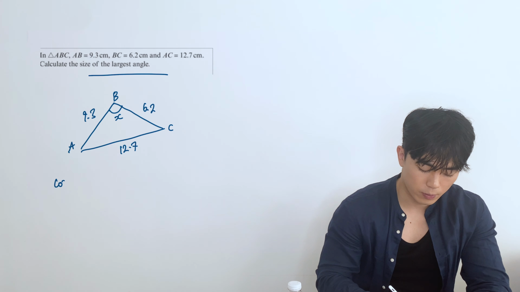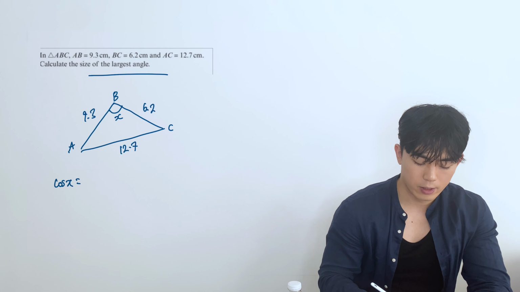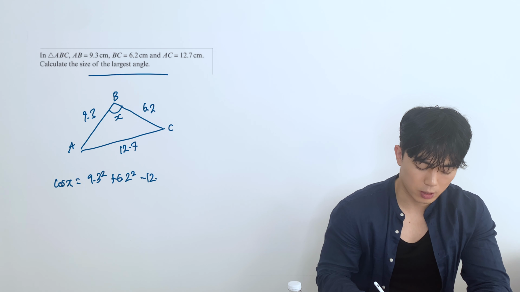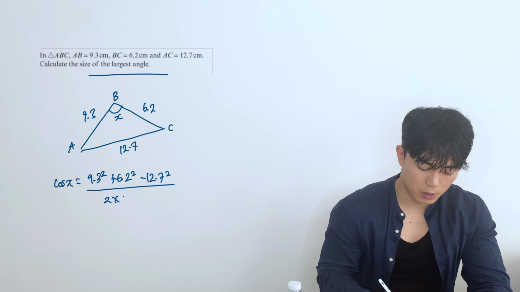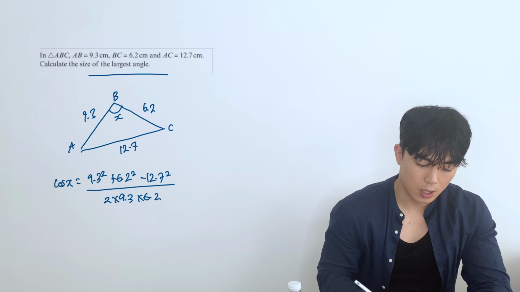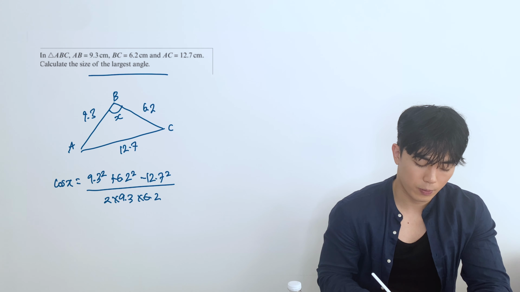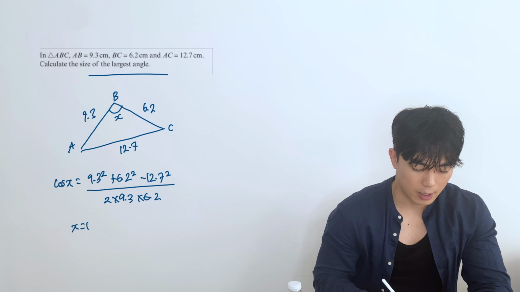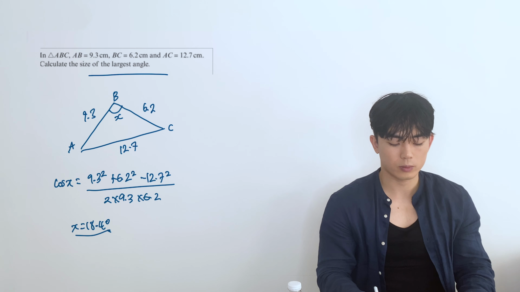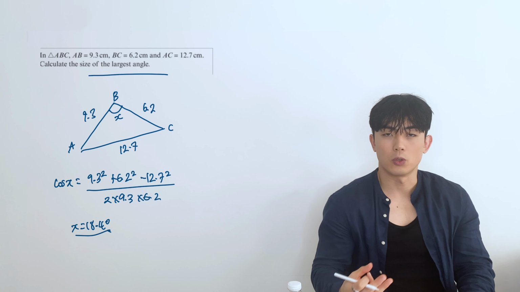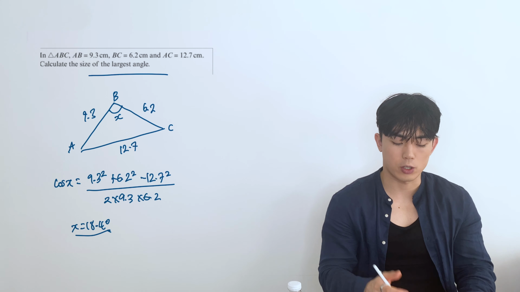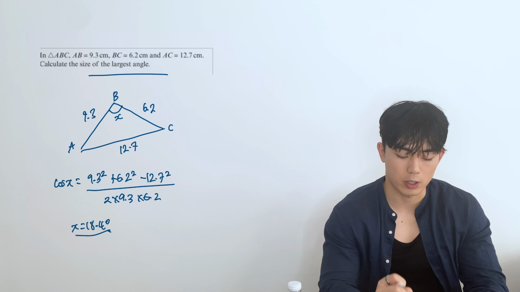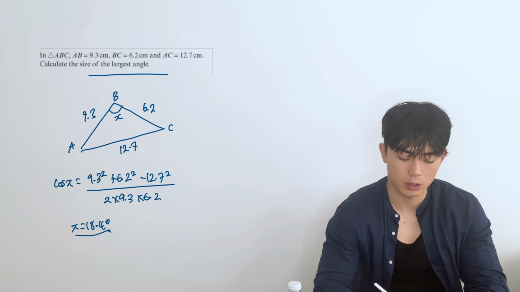So cos x will be equal to the lengths either side, so 9.3 squared plus 6.2 squared minus 12.7 squared, over 2 times 9.3 times 6.2, which you can plug into the calculator again. And you get your answer as 18.4 degrees. But working out the final answer is not important. The important part is understanding which lengths and which angles are your capital A, B, C's, and making sure you apply the correct formula form.